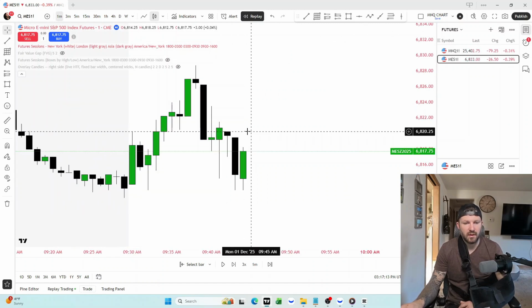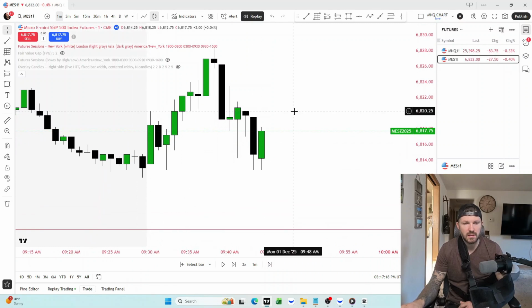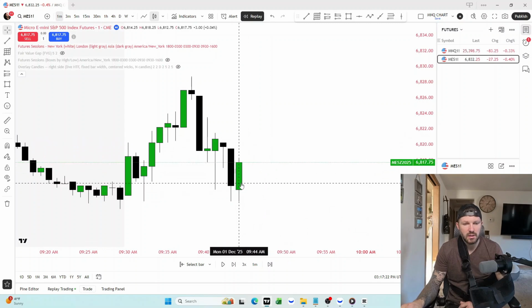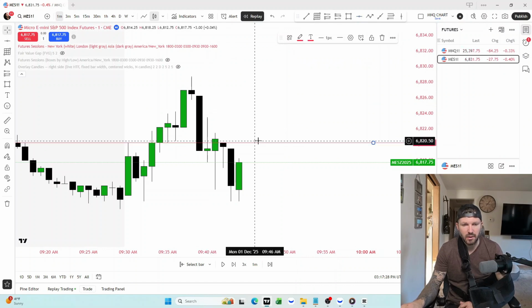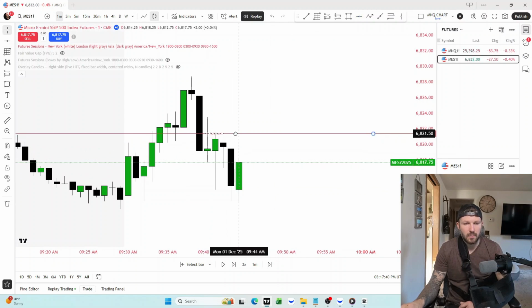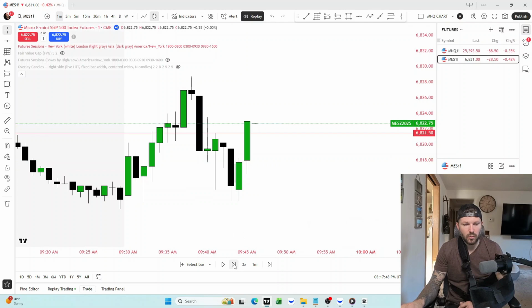So now that we have that form of manipulation and we have an SMT divergence, I'm looking to position myself long. But in order for me to position myself long, I would need a change in the state of delivery, which would be a close above these down candles, or I need a market structure shift, which would be more or less a close above this high. So let's go ahead and move forward.